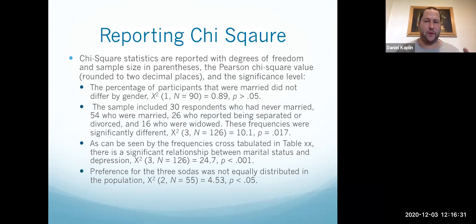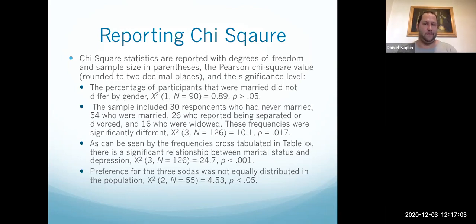The percentage of participants that were married did not differ by gender, right? So this is a chi-square. X superscript 2 is a symbol for chi-square. Notice it's italicized, with 1 degree of freedom and 90 participants was equal to 0.89 and the p-value was greater than 0.05.